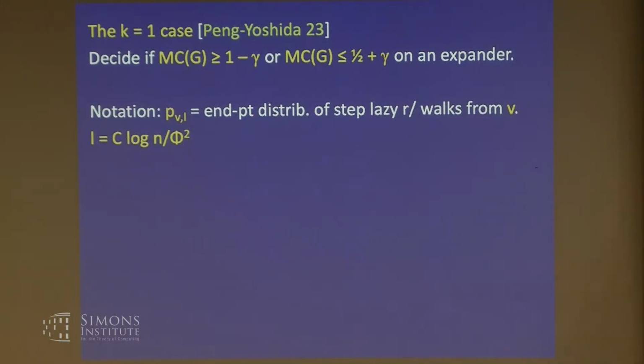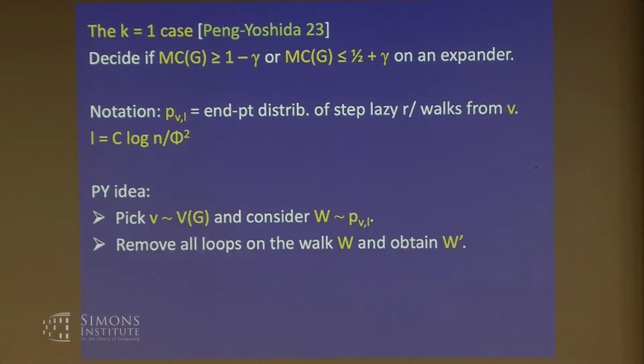So let's introduce some notation first. I will denote by P_v^L the endpoint distribution that you obtain after performing an L-step-long lazy random walk that starts at the vertex v. And think of the parameter L as being log n over the conductance squared. Then what their algorithm does is that it picks some initial vertex and samples an L-length random walk from the start vertex, and call this lazy walk W. Now what you do is that you erase all self loops from W and you end up with a loop-erased walk W prime.